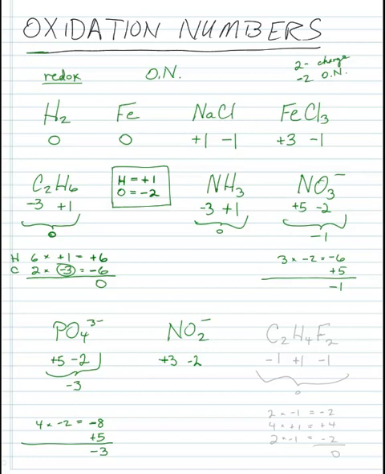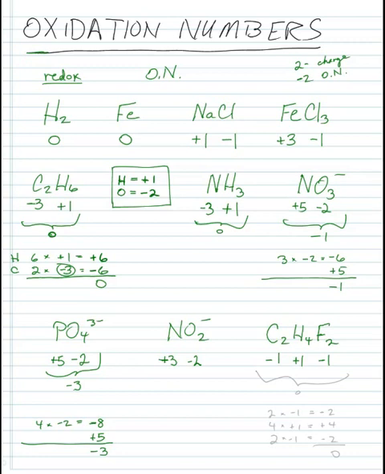Let's do one more covalent example. C2H4F2. Oh, we haven't had any F's up till now. Fluorine is the most electronegative element in the periodic table, so he always gets his way. He gets to be a minus 1. Hydrogen is a plus 1. I have 2 minus 1's. I have 4 plus 1's. So my carbons must each be a minus 1 in order to make this add up to 0.